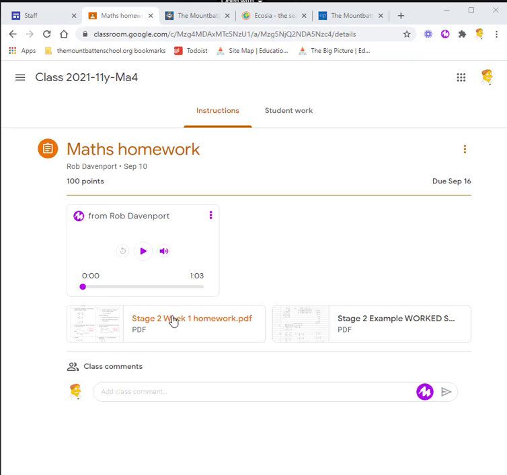We've got the Stage 2 Week 1 homework, which is the one I've set you, and there's a Stage 2 example work solutions sheet, which is given there to help you understand how to do these questions. Now, the two sheets are very similar. This one has got the same type of questions as you've got here. There's a Pythagoras question, there's a trigonometry question, there's a multiplying numbers question. They're the same type of questions, it's just that the numbers are different. The idea is that hopefully by looking at the examples here and how the teacher's done it, you'll be able to get the answers here and know how to work it out.